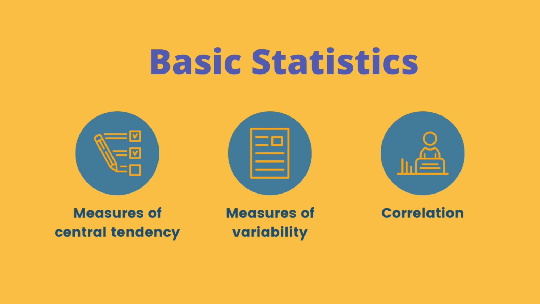The second concept is measures of variability, such as the range and standard deviation. They are used to describe how spread out the data is. The last concept is correlation, which is used to measure the strength and direction of the relationship between two variables.